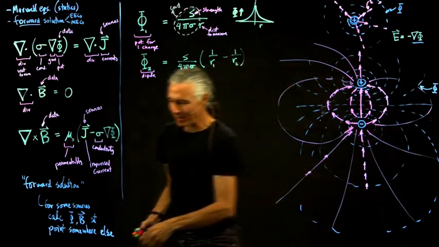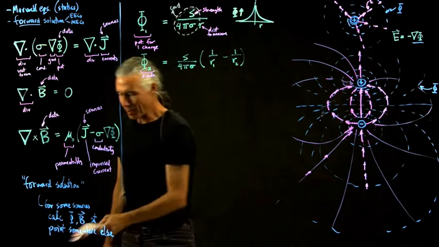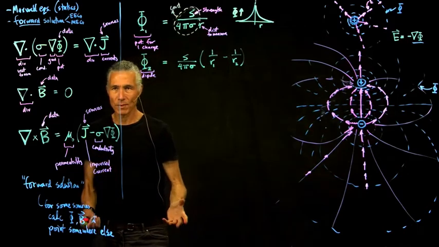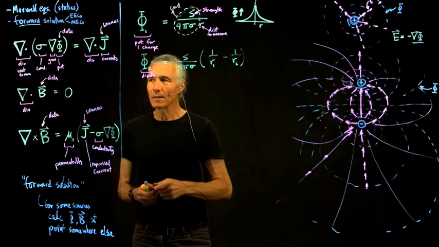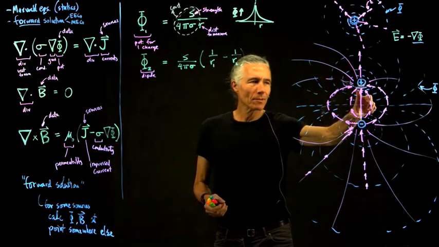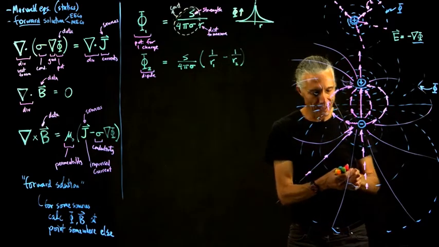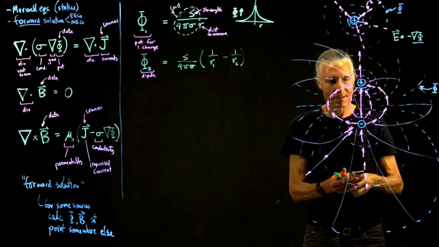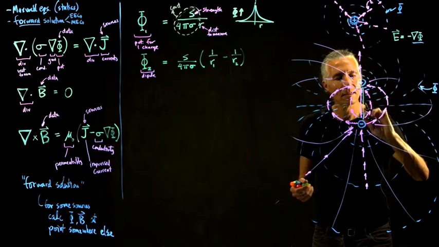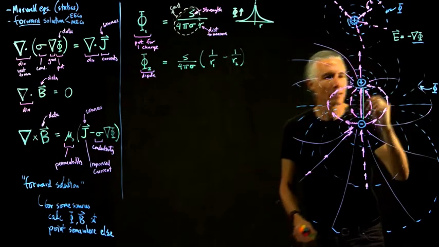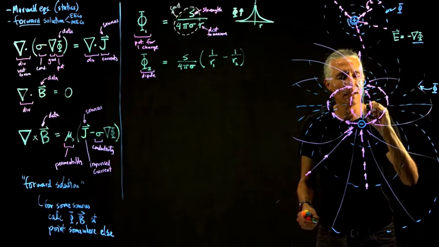So how can we escape that? The way we escape that is we make an approximation, which is what we're going to do for our forward solution. We make an approximation that we are a long distance away relative to the distance between these two guys. So the distance between these two guys is a vector. Okay, so this vector here is called D.